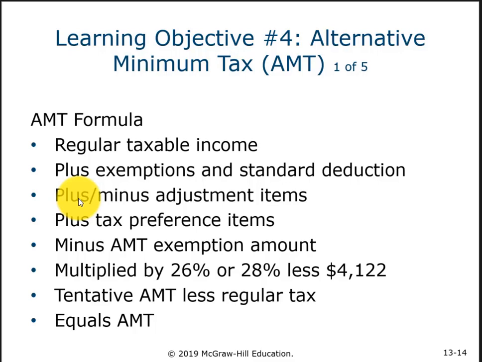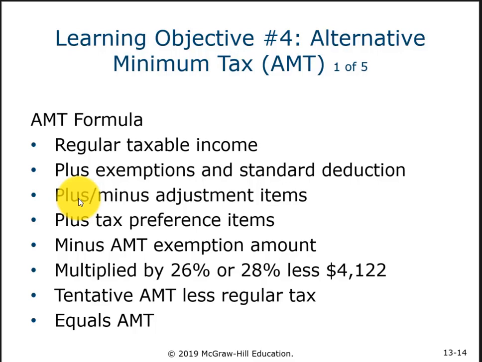Then you subtract the AMT exemption amount, and the AMT exemption amount is dependent on your filing status. It's a significant amount. It is not a small amount. It's not even as small as the standard deduction that we're used to for regular tax. It's a big amount, which means that for most taxpayers, their exemption amount is way more than their taxable income to this point, even with these additions and such.